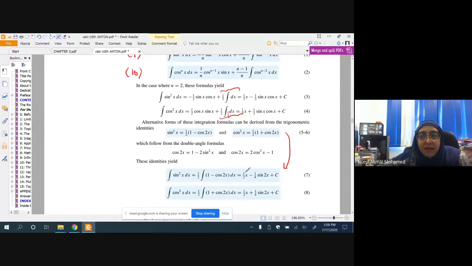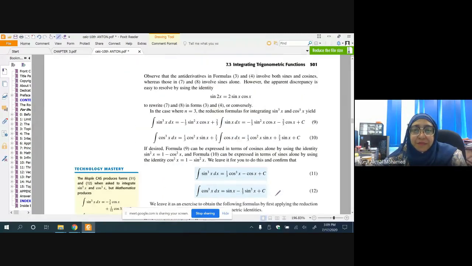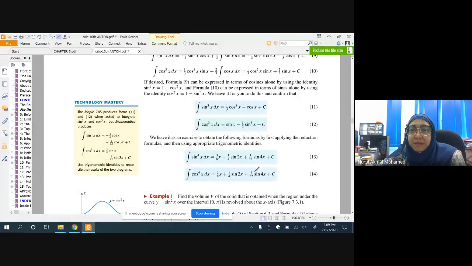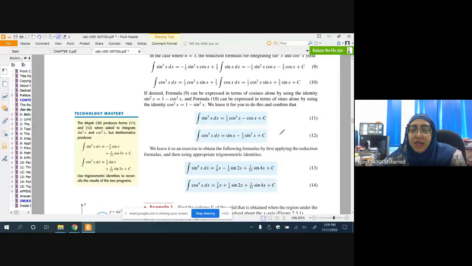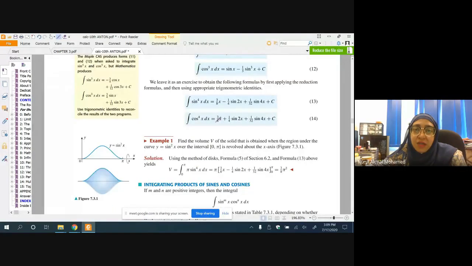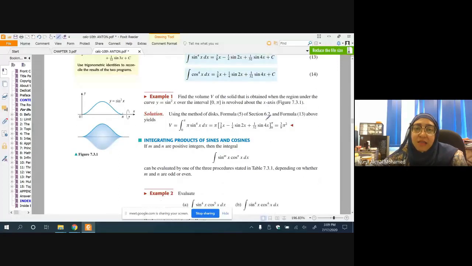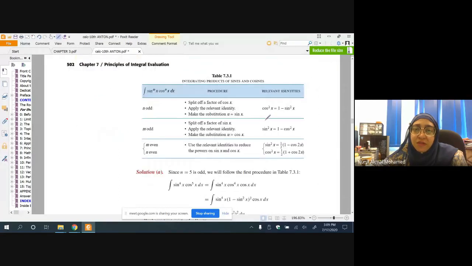And then it is 1 half (x minus 1 over 4 sine 2x) plus c. It's the same for this one. So basically from equations 9 and 10, you can reduce the order of the trigonometric function. I think you can do the exercise and example at home. They are not so difficult for you.